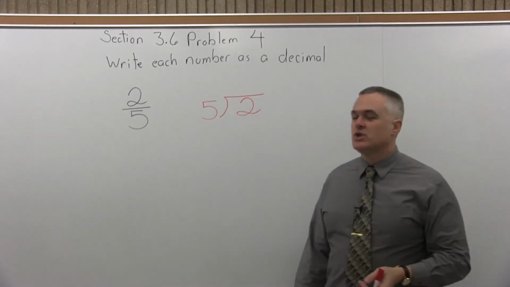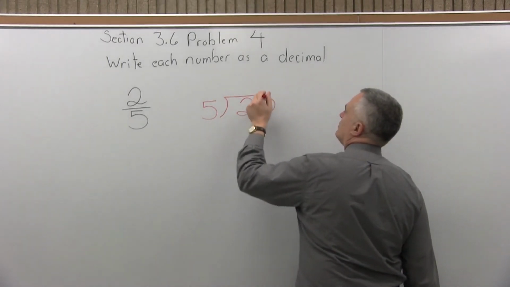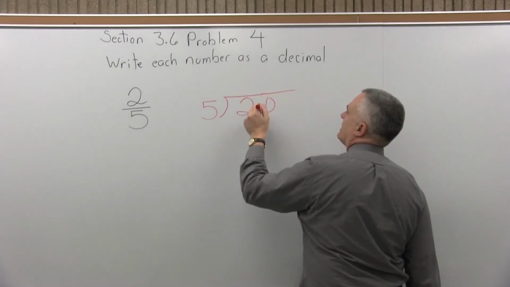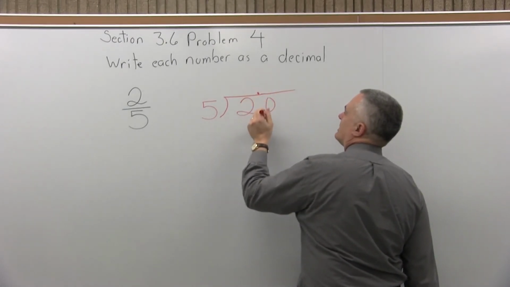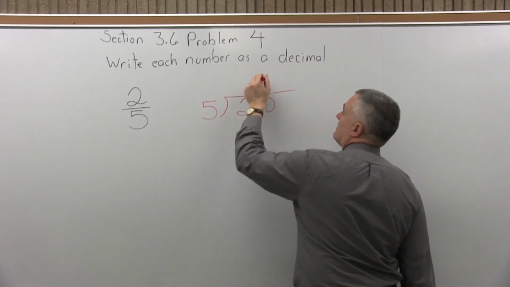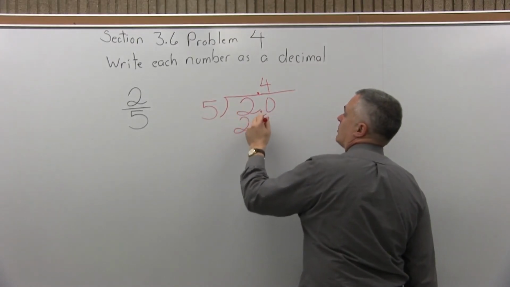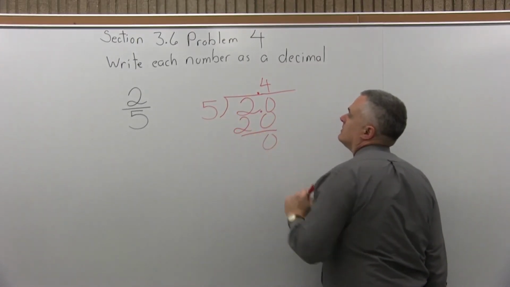Now 2 is just not big enough to divide 5 into. So instead of 2, let's write it as 2.0, but we're going to treat it as a 20. That decimal where I put it in can come straight up. So 5 divides into 20. It actually goes in nice. It goes in 4 times. 4 times 5 is 20. We have a remainder of 0.